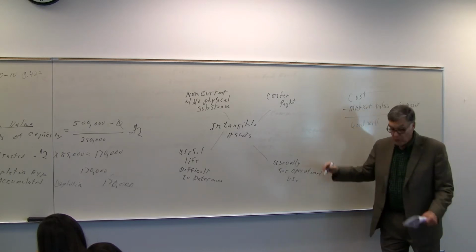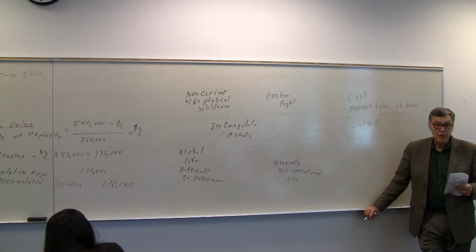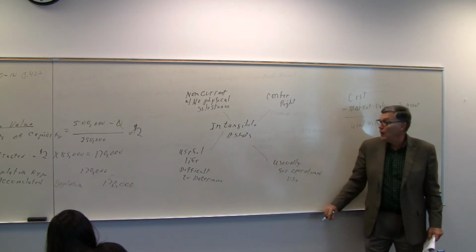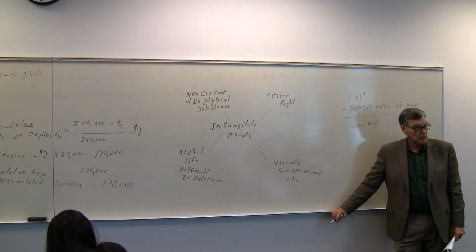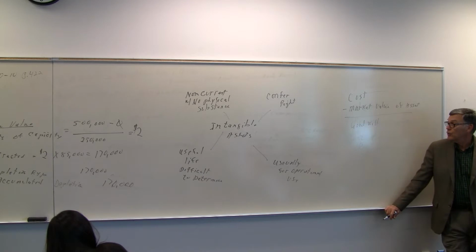Now, if you have something like a patent or a copyright, often it's amortized, and of course amortization is the same as depletion, it's the same as depreciation, except it applies to intangible assets. You amortize it often on a straight line basis. Goodwill is an exception. With goodwill, you have to amortize it based on impairment.